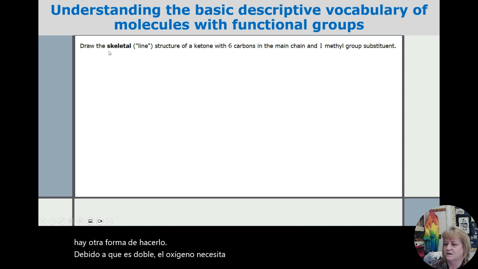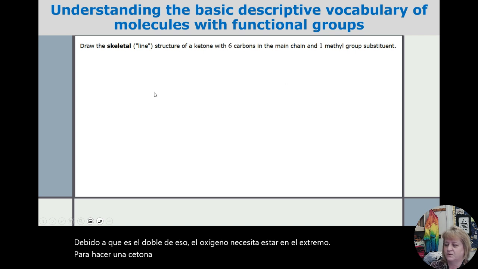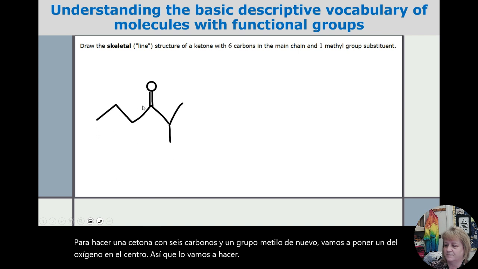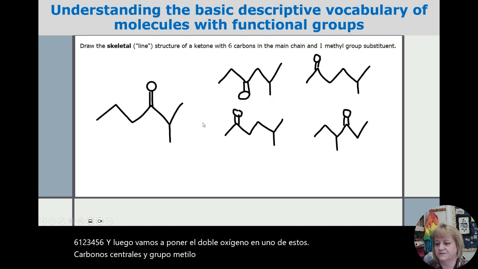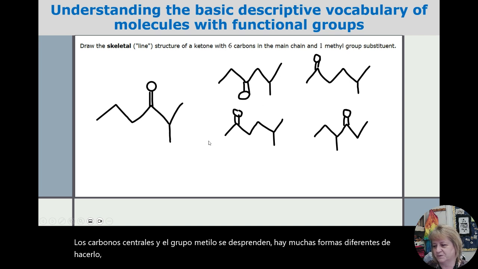To do a ketone with 6 carbons and 1 methyl group, we're going to put a double bonded oxygen in the center. So we're going to do 6 carbons, 1, 2, 3, 4, 5, 6, and then we're going to put the double bonded oxygen on one of these center carbons and a methyl group coming off. There's a lot of different ways to do that. So again, my ketone groups are not real pretty. That one's probably the prettiest.